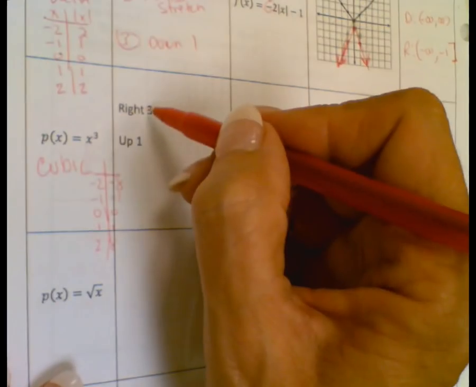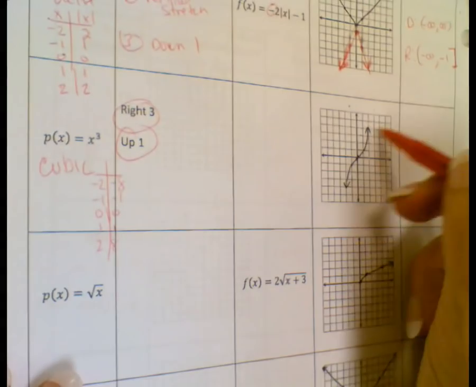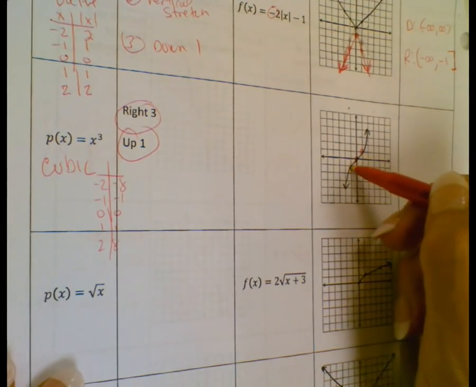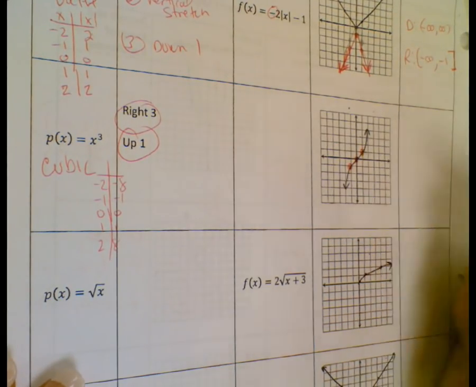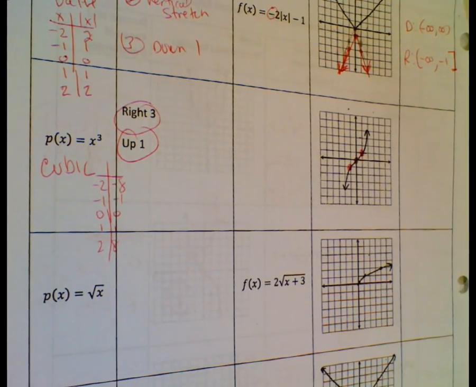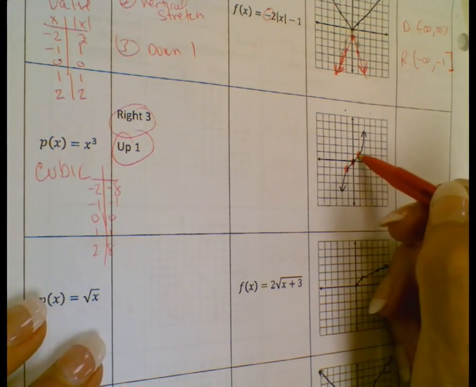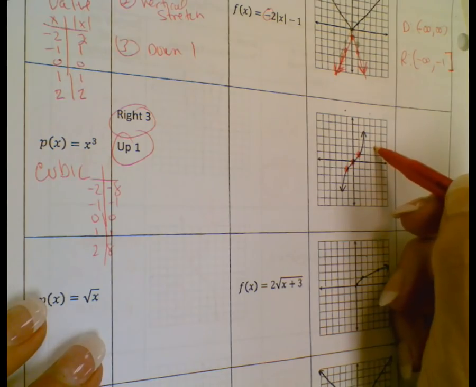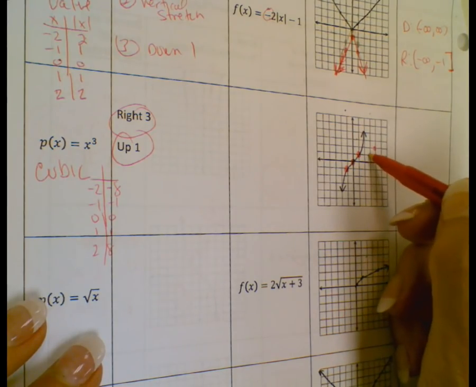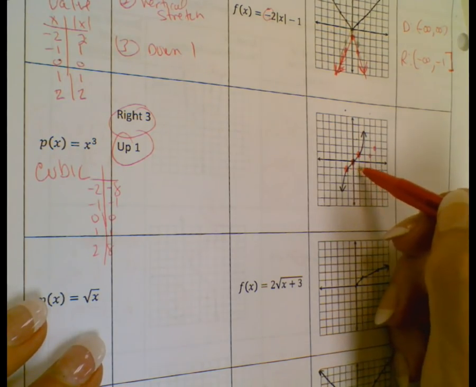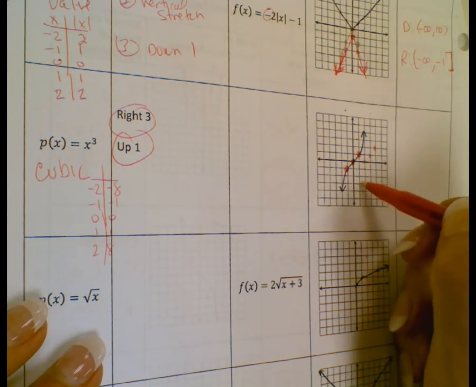What would you do if it says go right 3, up 1? So this is the original. So take this point right here. I want to say there's 3 points. I always say there's 3 amigos. Those are the 3 points that you're moving. So you're going to move these points. Right 3, up 1. Move this one. Right 3, up 1. Right 3, up 1. The 3 amigos. That's the new graph.